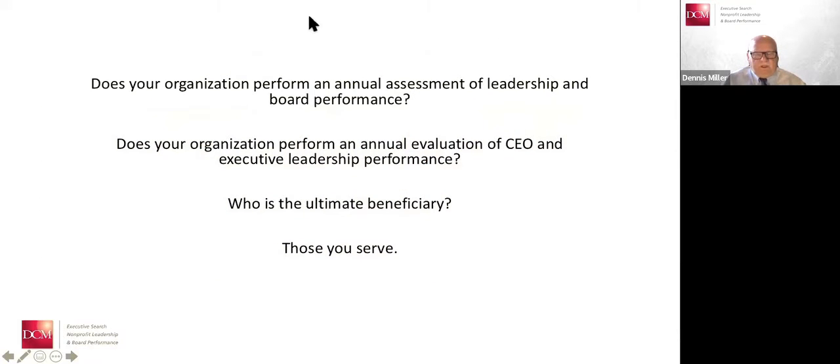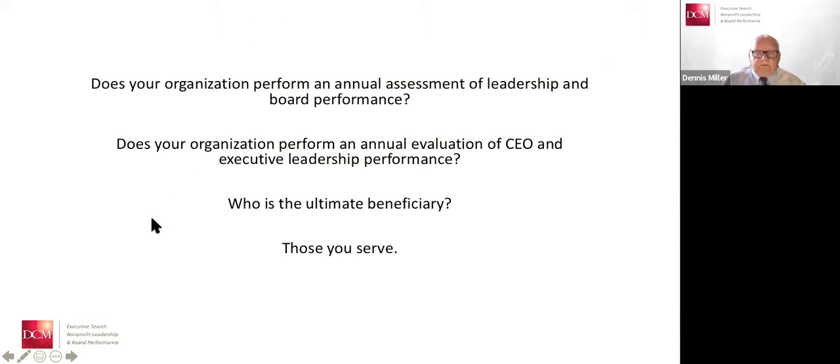So let me just start off with this question. It is my absolute intent for this discussion today to be about advocating for evaluation and assessments. We will talk about many of the reports we have, but it's not intended as a commercial for DCM. I really believe 100% or 1,000% in the value of assessments and evaluation, both of leaders and boards.